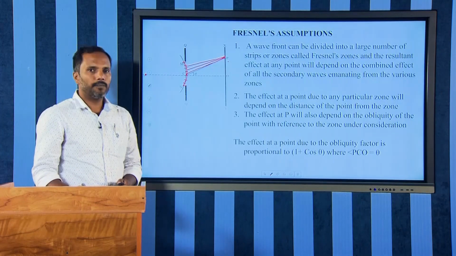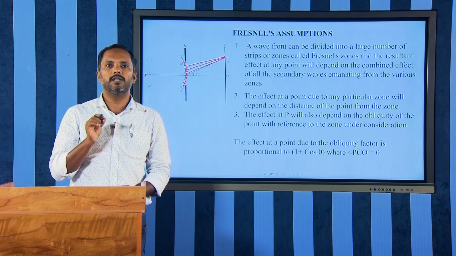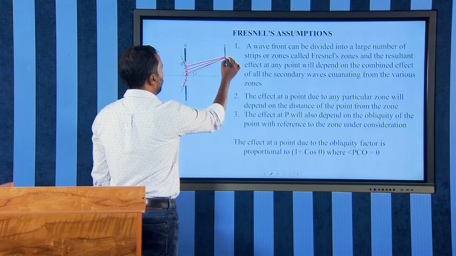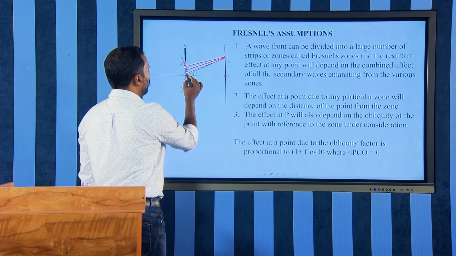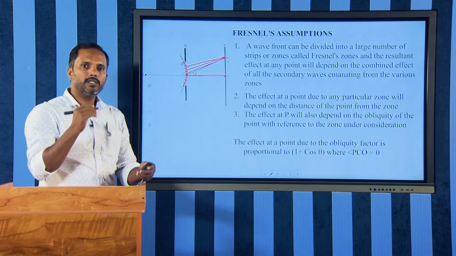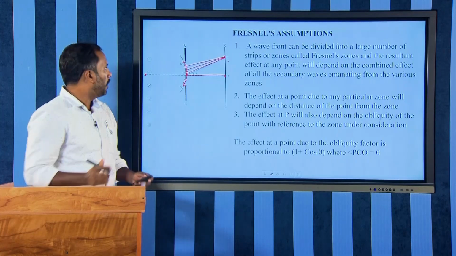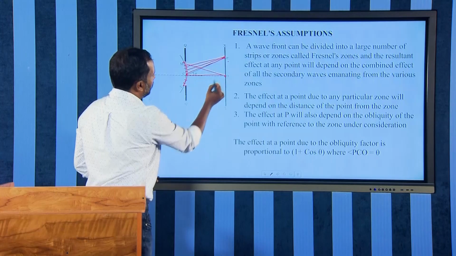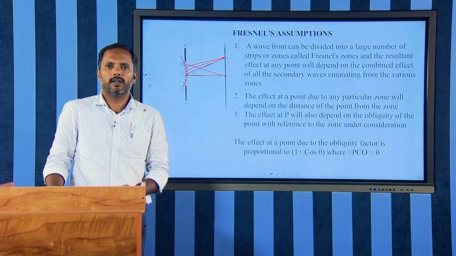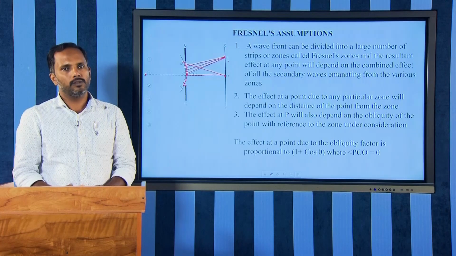And the second assumption is the effect at any point due to any particular zone will depend on the distance of the point from the zone. For example, if I consider the point O, point O is the least distance from the point C. So, the point C will be creating the highest effect at point O. However, for this particular zone, the distance is larger than CO, therefore, its effect will be less. So, that is the concept. The effect at any point depends on the distance from the zone.